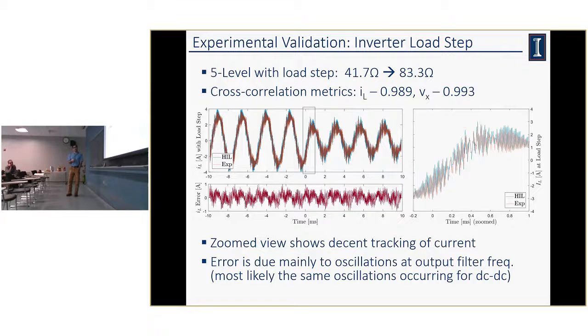The last experiment involved taking a load step, and in this case I showed the load step with the 5-level inverter. And the load step effectively halves the load that the converter was seeing at time step 0, and from this plot we can see both that the current waveform is tracked very well. The simulator tracks the experiment very well just after the transient. However, there is a decent amount of steady state error when we subtract the time aligned simulated waveform from the experimental waveform. And again, frequency analysis of this error shows that these oscillations are again at that same limit cycle observed everywhere else in the other experiments. Still, very good cross-correlation metrics.